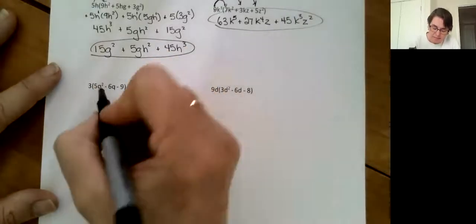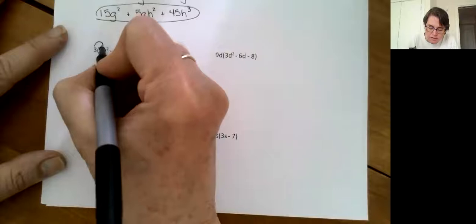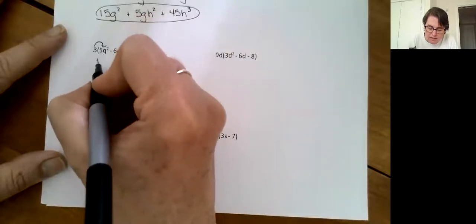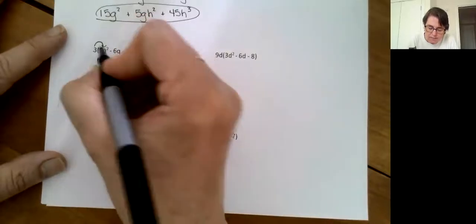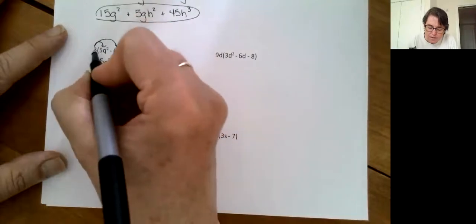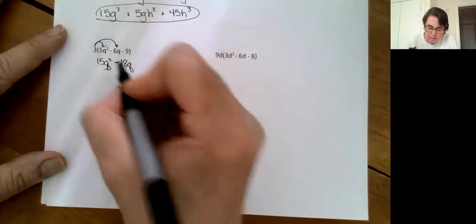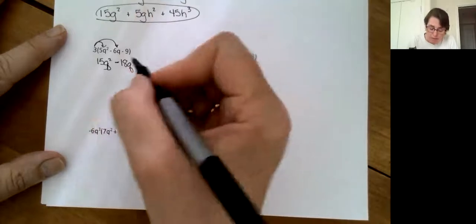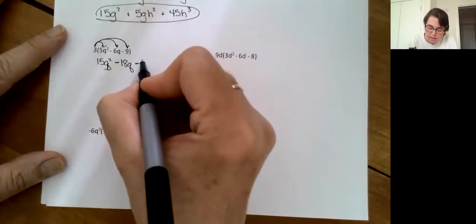Oh, this one's nice and easy. So we're going to distribute. 3 times 5 is 15 Q squared. 3 times minus 6 is minus 18 Q. 3 times minus 9 is minus 27.